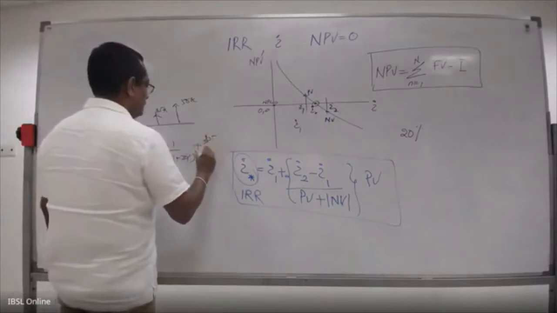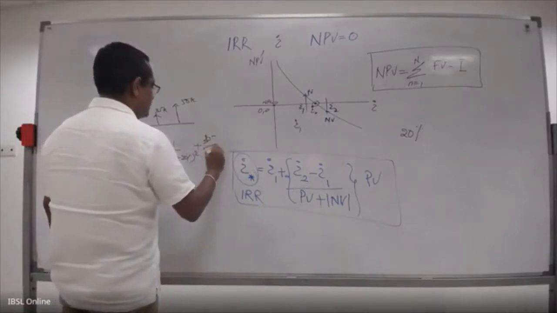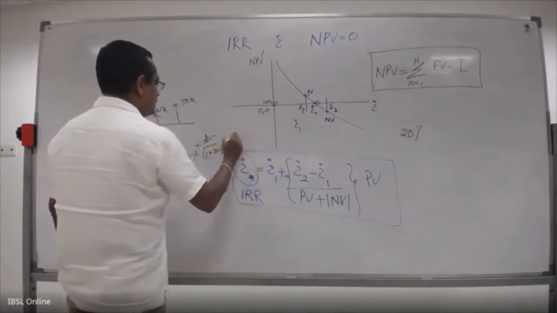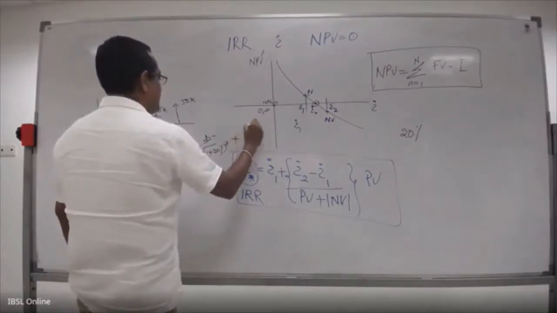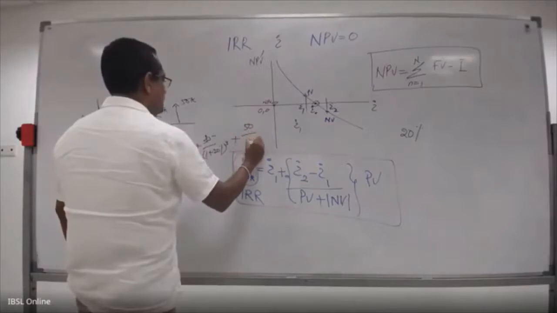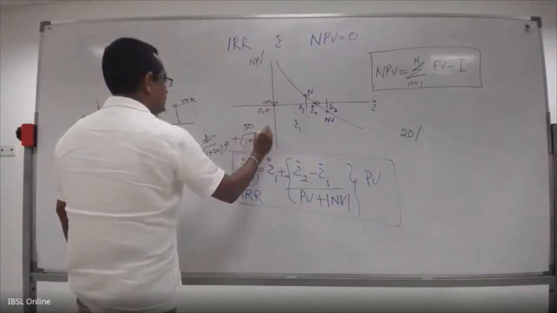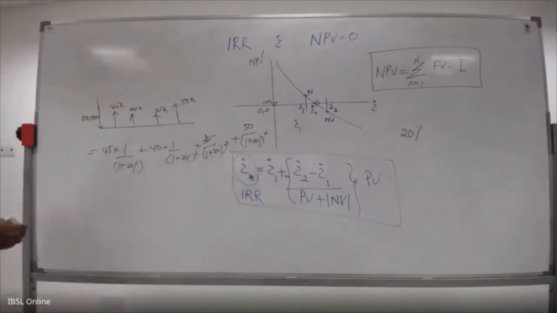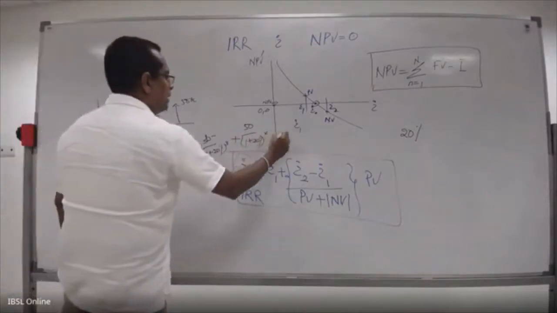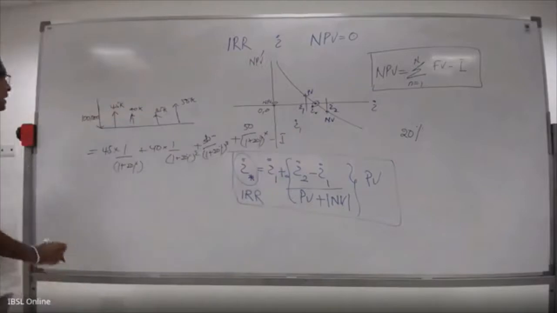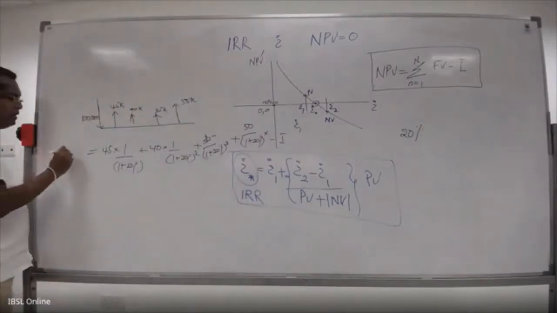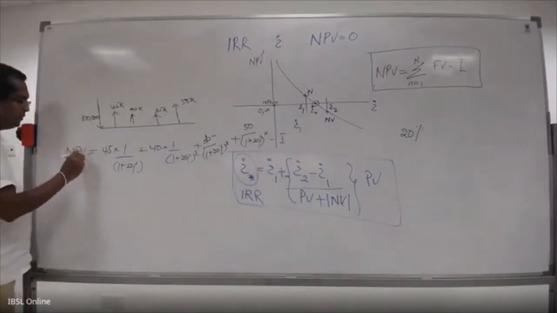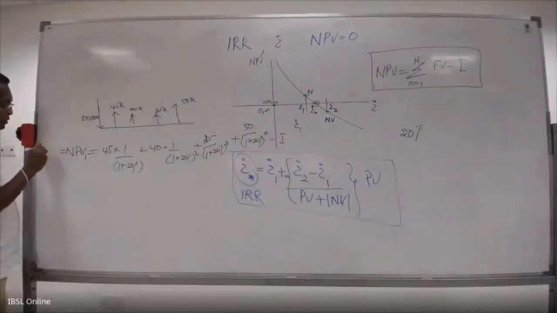35,000 divided by 1 upon 20%, because I don't have the discounting rate, that's why I'm writing. 50, 1 upon 20% into 4 minus I. This is the NPV 1, which is equal to positive or negative, whatever the figure it comes.